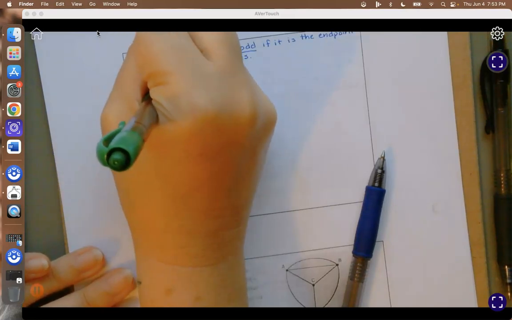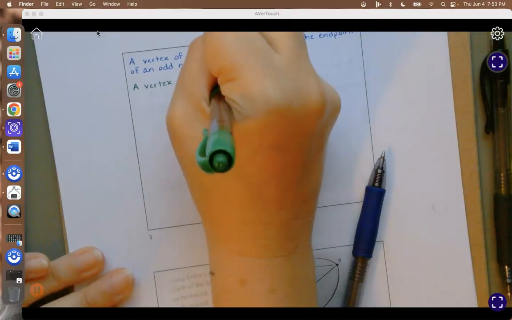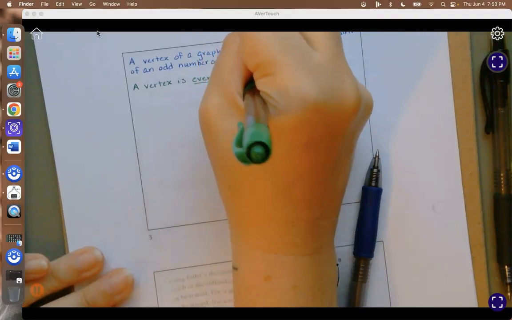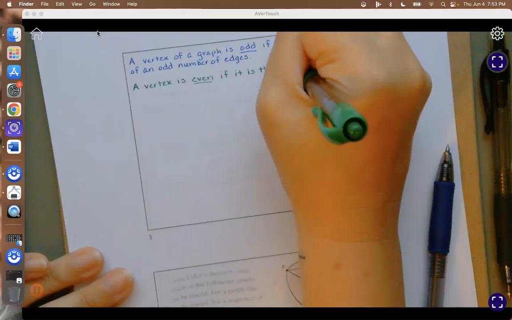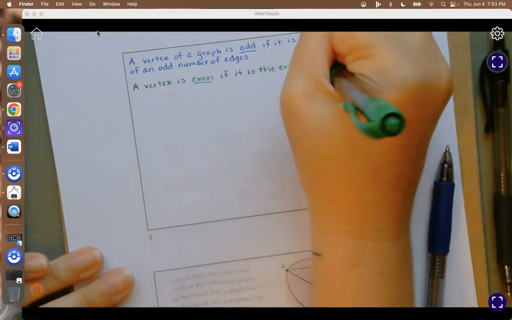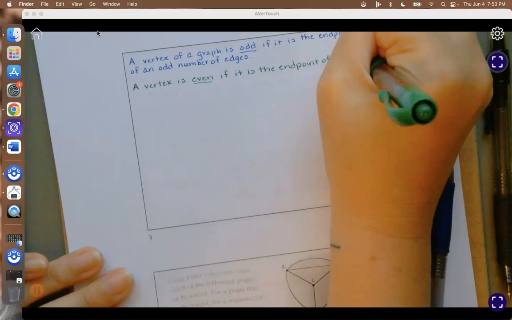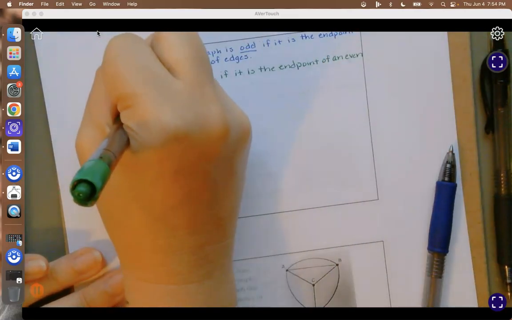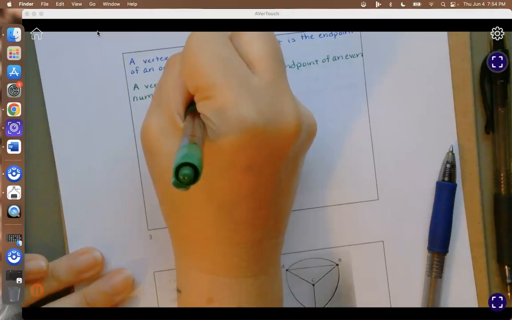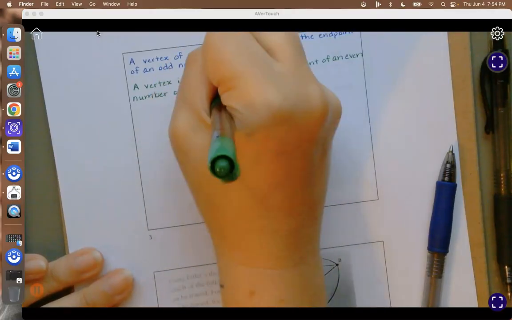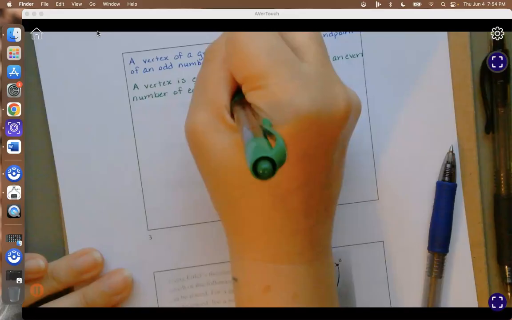In general, the degree of a vertex is the number of edges joined to that vertex.